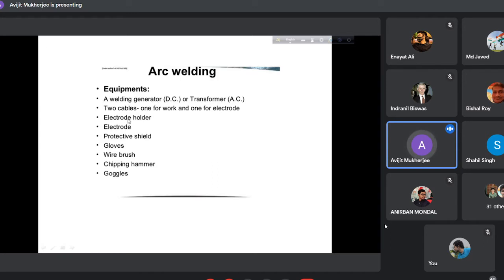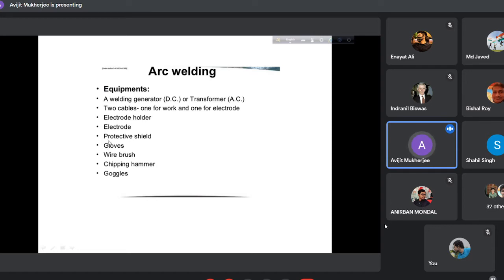We must have an electrode holder because the job will be held on a work table. Jobs will be clamped. You do not hold the job using any tongs or something, but the electrode should be held manually. If it is robotic welding, obviously robot welders and robotic arms are there, and they will grip all these. So we must have an electrode, and as we require an electrode cable for the electrode, we must have the electrode.